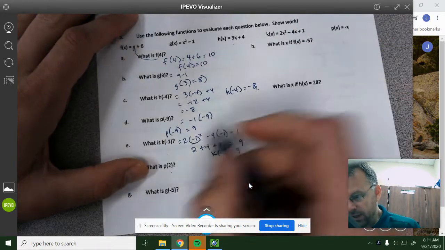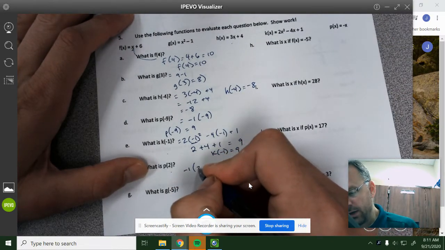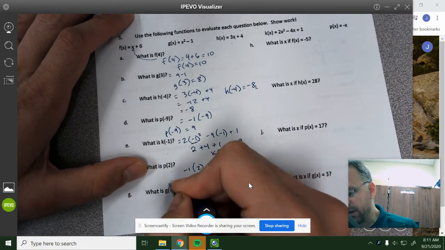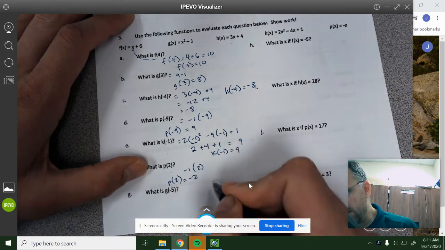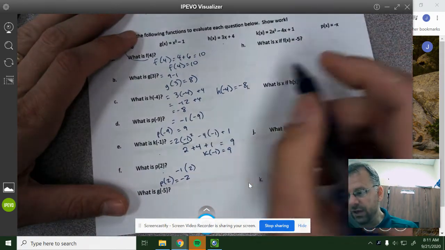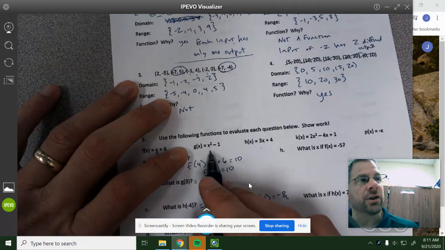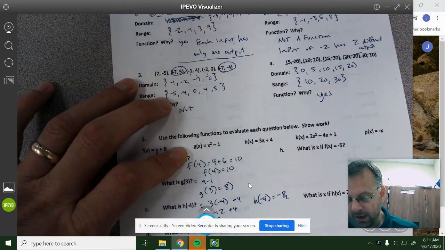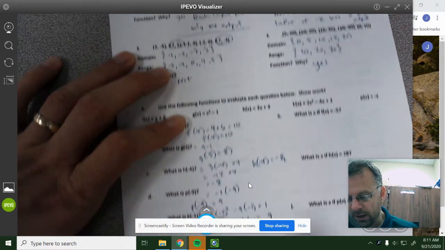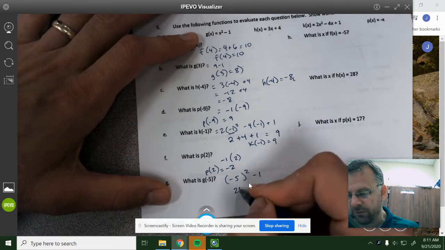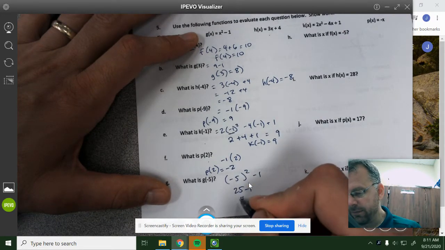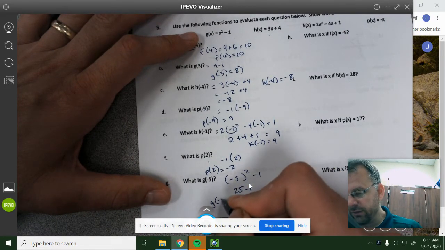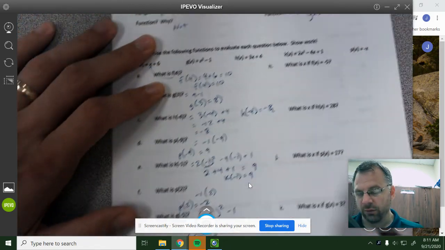P of 2. Aha, so I'm just plugging in negative 1 times a 2. That equals negative 2. P of 2 equals negative 2. G of negative 5, I'm going back to the g function. I'm going to put negative 5 there. And I know that when we square a negative, it actually becomes positive 25. That's 24. So g of negative 5 equals 24.